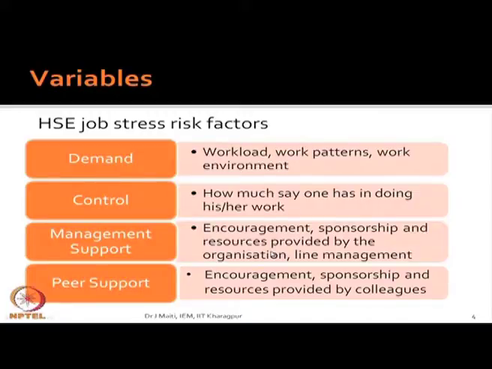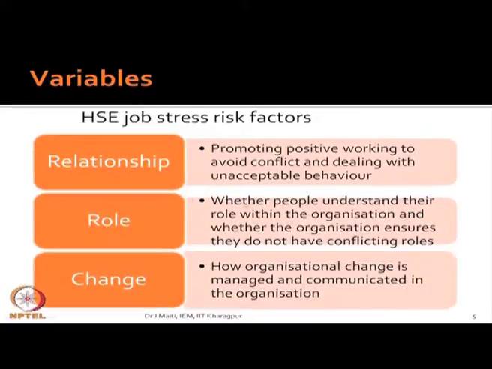Everybody working in an organization requires all those things, otherwise he or she cannot work in this environment. That support is very important. The fourth one is peer support, meaning your colleagues must support your work, your feelings, they must help your day to day work, and they must help you for your well being also. If those things are absent, then job stress will become more. Then relationship: promoting positive working to avoid conflict and dealing with unacceptable behavior in the job.